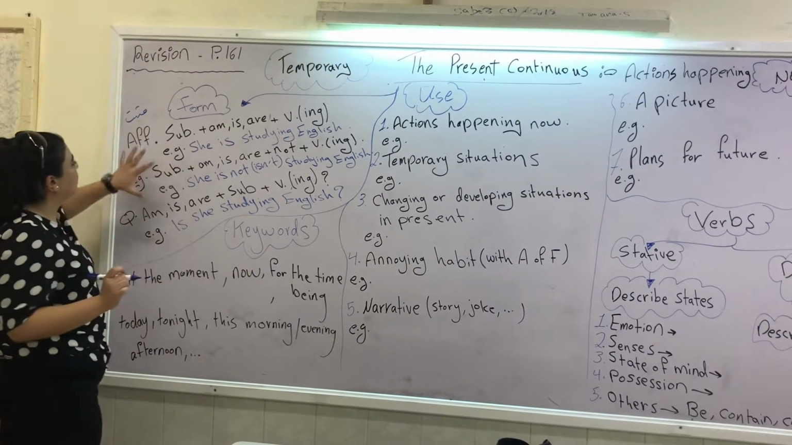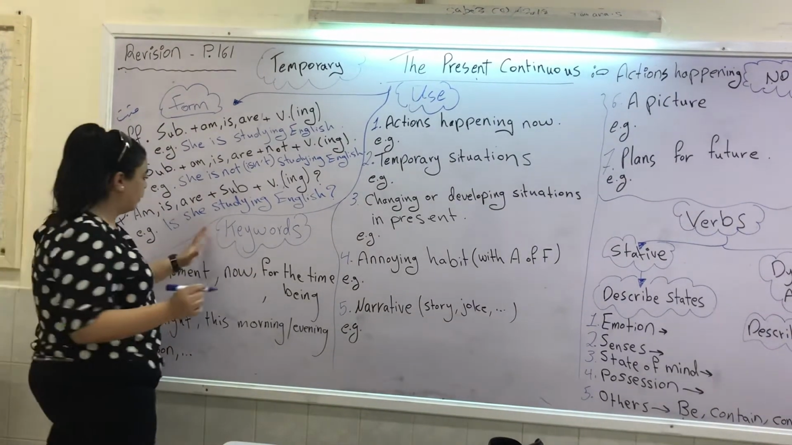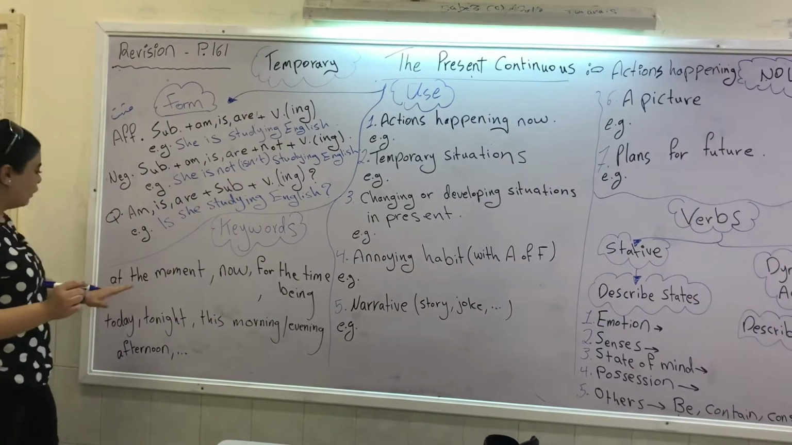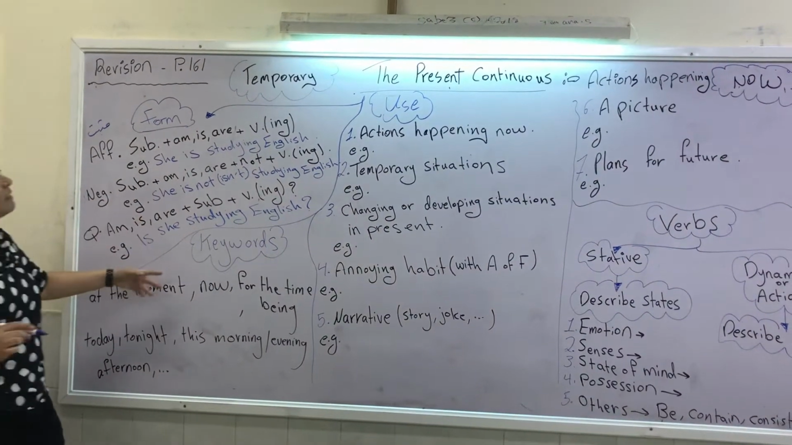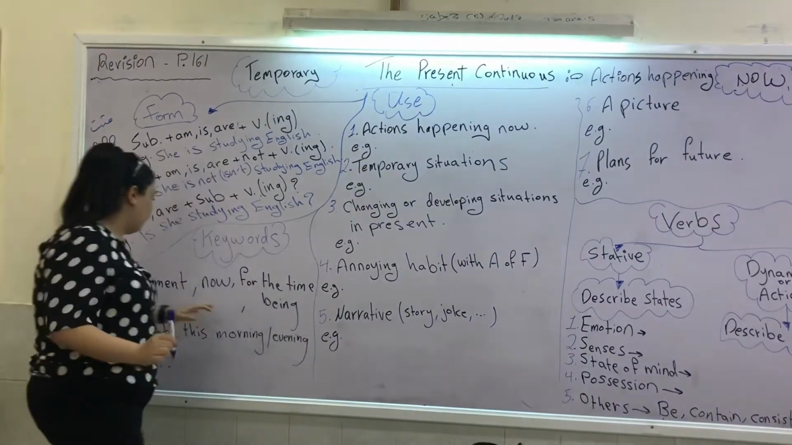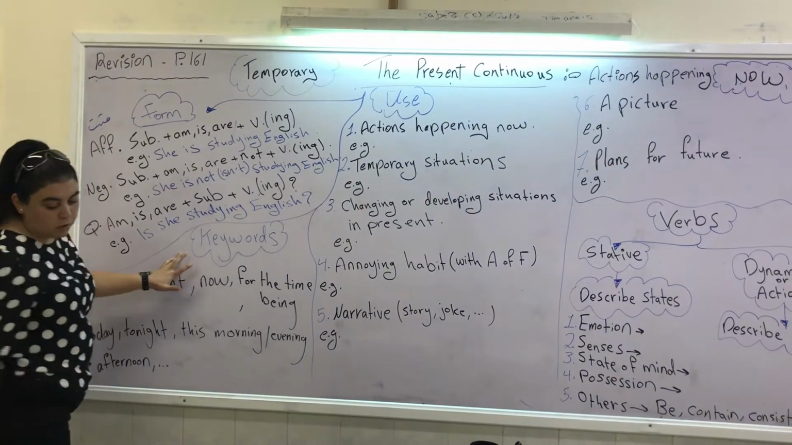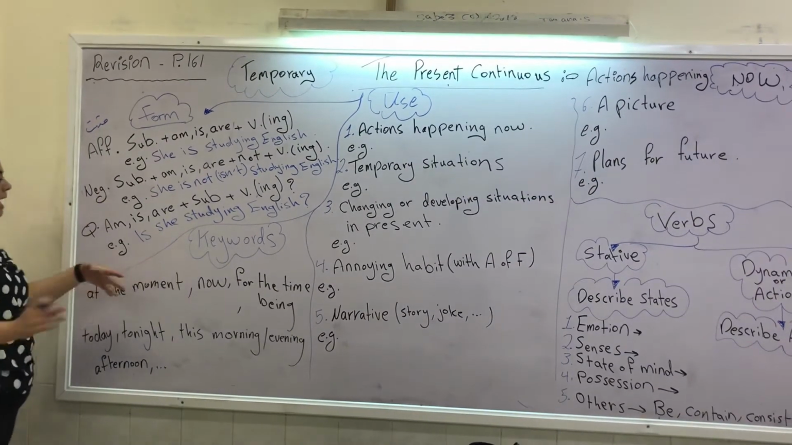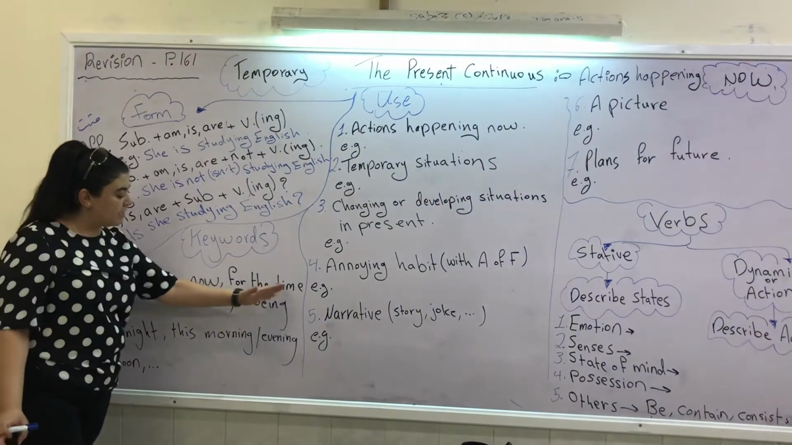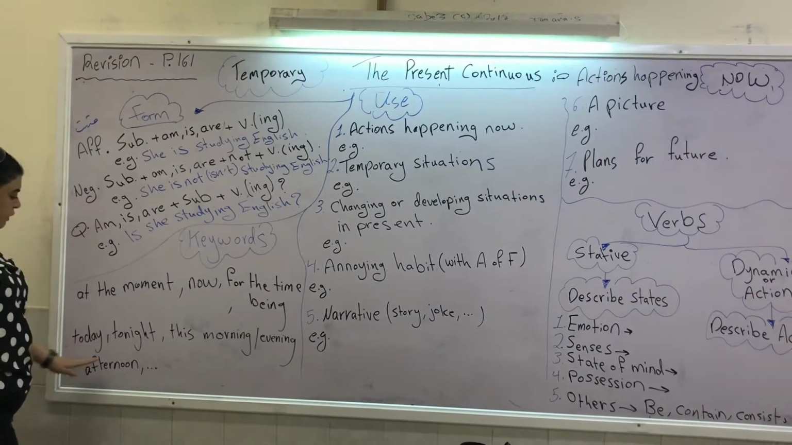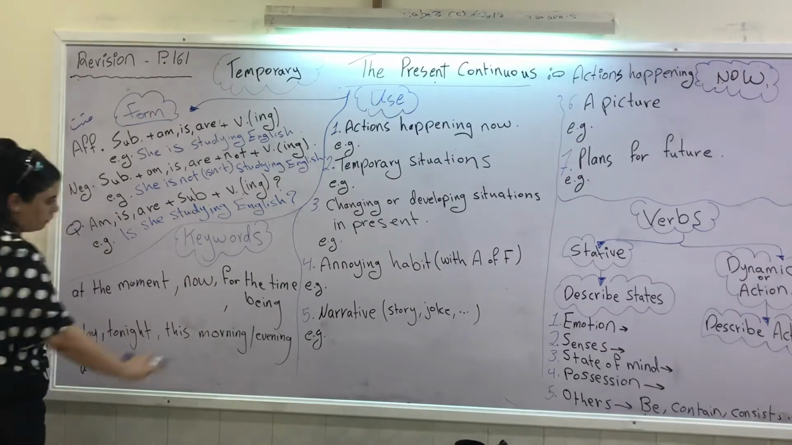Here, after we are done with the form, we have to know the keywords. What do I mean by the keywords? If I find any of these keywords in my sentence, it means that it is in the present continuous form. Some of the keywords are stated in your book on page 161, but as a reminder, they are at the moment, now, for the time being, today, tonight, this morning, or this evening, or this afternoon, etc.